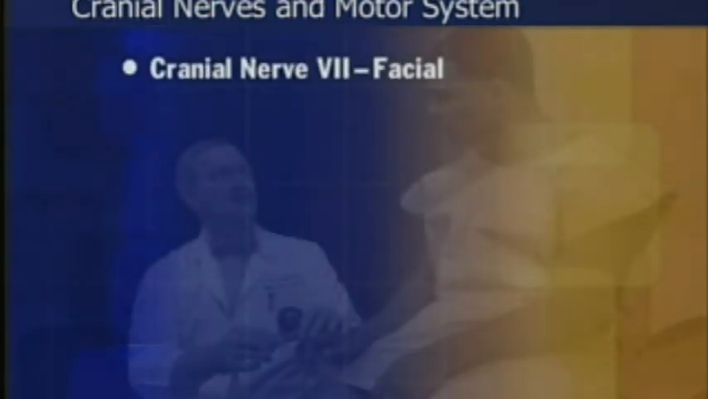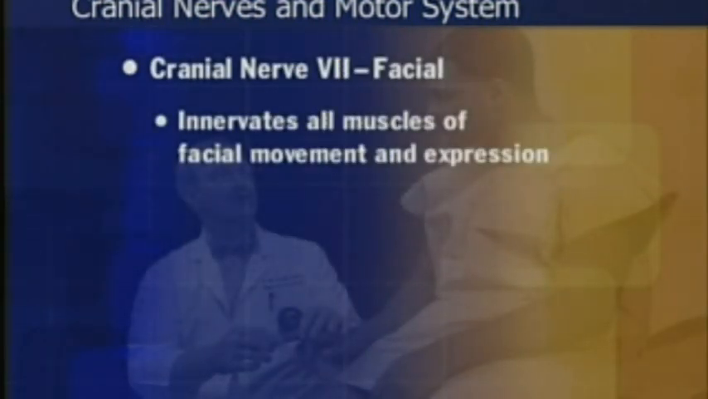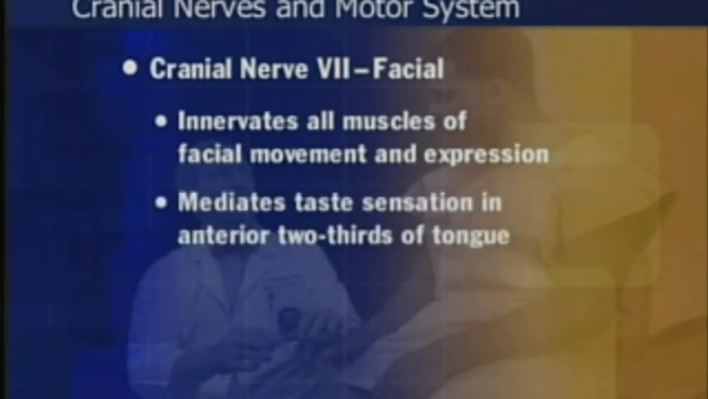Cranial nerve 7, the facial nerve, innervates all the muscles of facial movement and expression. It also mediates taste sensation in the anterior two-thirds of the tongue. To assess this nerve, inspect the patient's face at rest and during conversation. Note any asymmetry and look for tics or other involuntary movements.